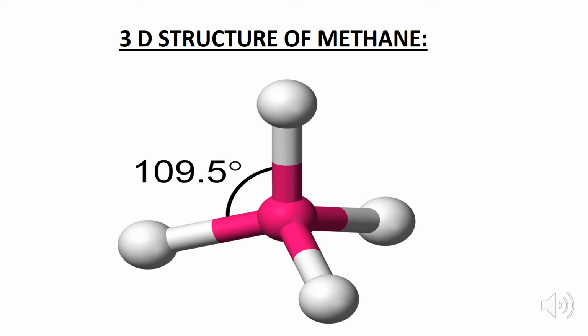Now look at the diagram of methane. Here 4 hybrid orbitals are present and the bond angle is 109.5 degrees. These hybrid orbitals have the same shape, the same size and the same energy.